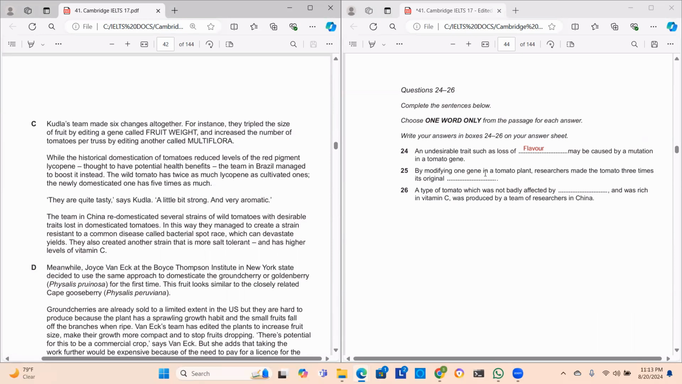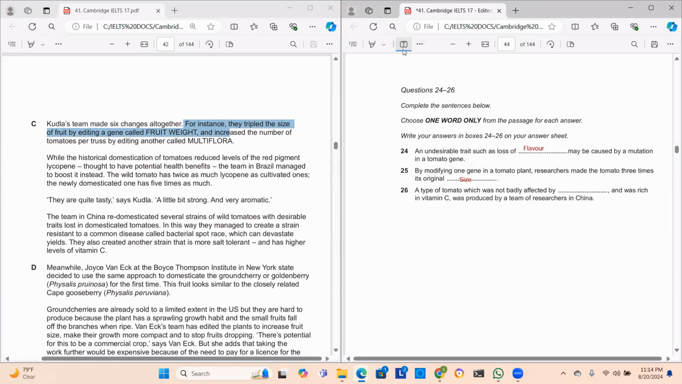By modifying one gene in a tomato plant, researchers made the tomato 3 times its original dash. So 3 times is the keyword. Let's read C. Kudla's team made 6 changes altogether. For instance, they tripled the size of fruit by editing a gene called fruit weight, and increased the number of tomatoes per truss by editing another called multiflora. So triple the size, 3 times its original what? Size. For instance, they tripled the size of the fruit. So 3 times its original size should be the answer. I'll write the answer here for you. Size is the next one.